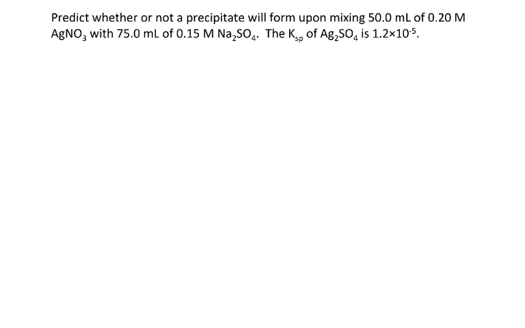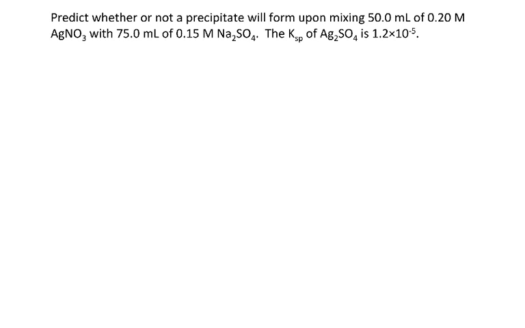This is another example video involving solubility product constants. In this problem, we're going to use KSPs to predict whether or not a precipitate will form upon mixing of two solutions. We're mixing silver nitrate with sodium sulfate. To understand what's going on, I think it's helpful to write the chemical reaction that would occur when I mix these two solutions.